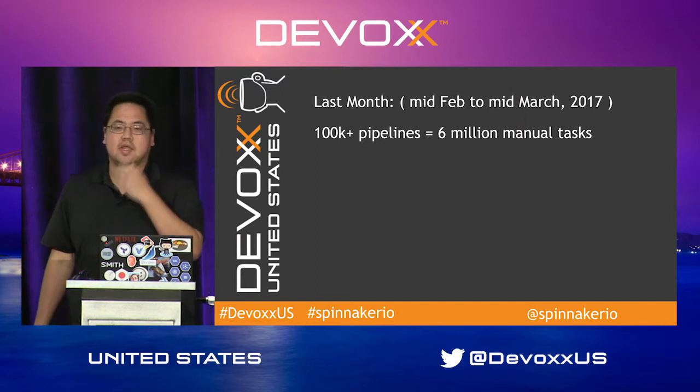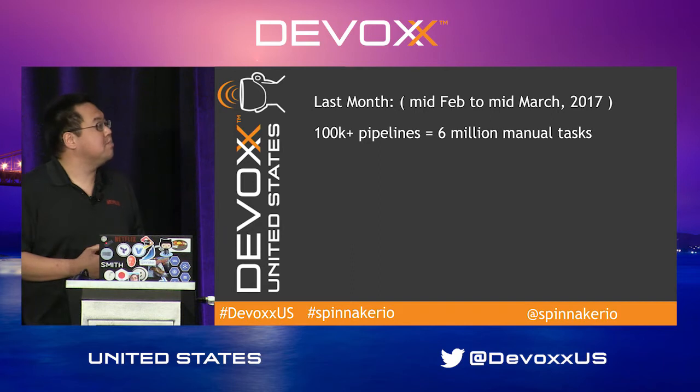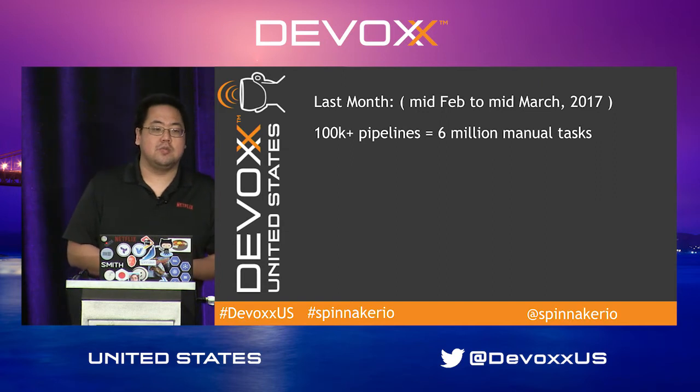Now, Spinnaker has been widely used within Netflix. In fact, more than 99% of all the services in Netflix are deployed with Spinnaker. Last month alone, we ran a little bit north of 100,000 pipelines, and that translates to about 6 million manual tasks that are needed to do.